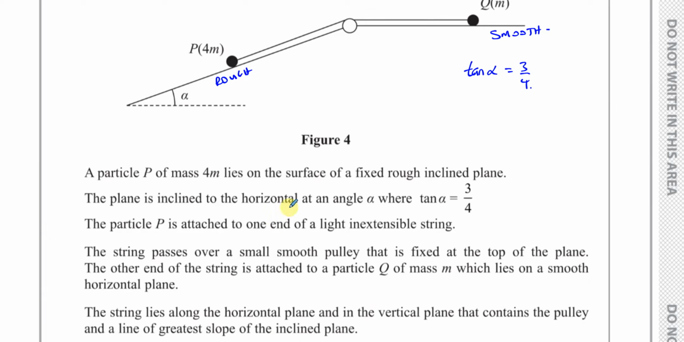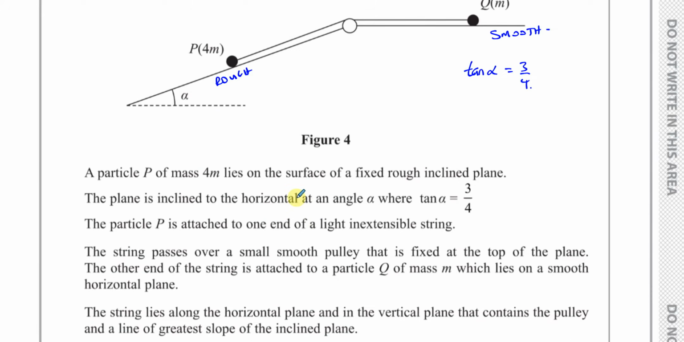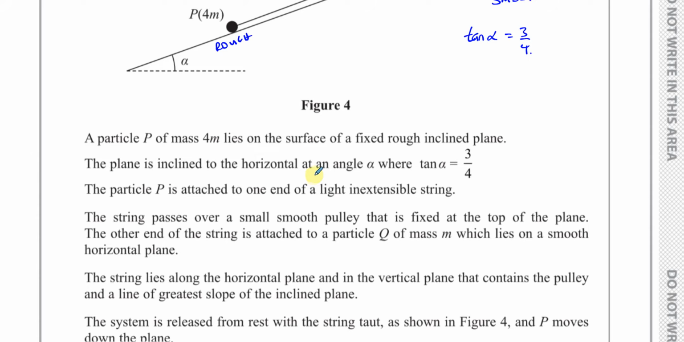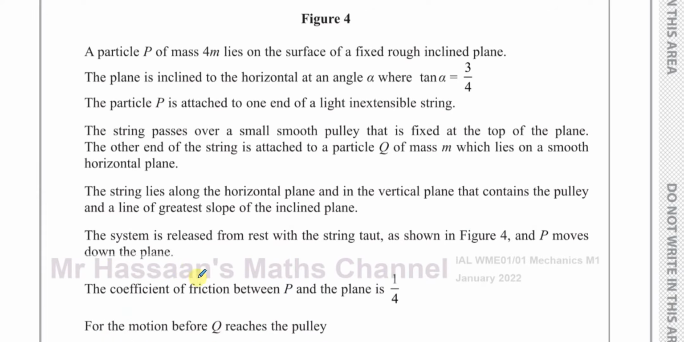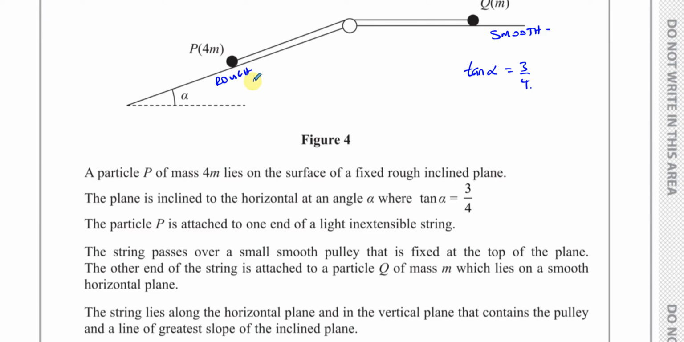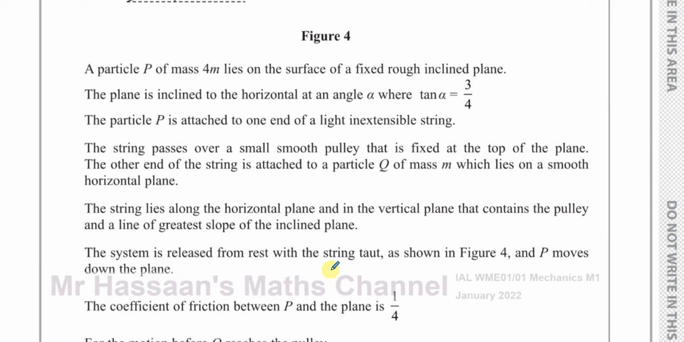The string lies along the horizontal plane and in the vertical plane that contains the pulley and a line of greatest slope of the inclined plane. So the system is released from rest with the string taut, as shown in figure 4, and P moves down the plane. The coefficient of friction between P and the plane is 1/4. So on this side, the coefficient of friction is 1/4. Mu stands for the coefficient of friction.